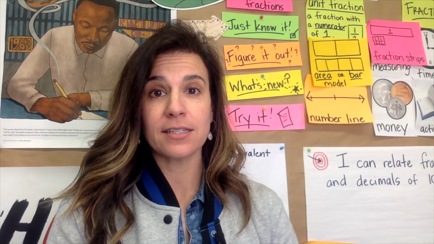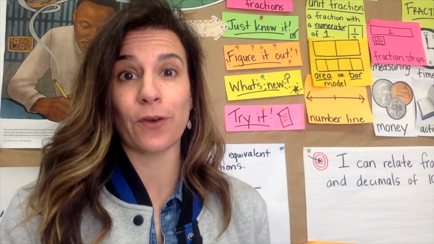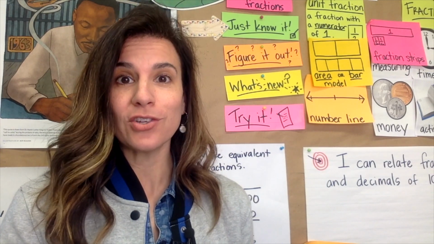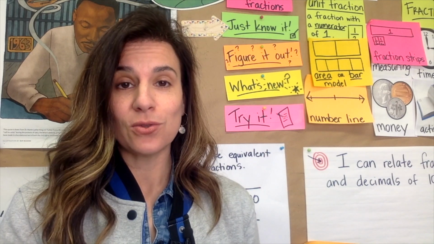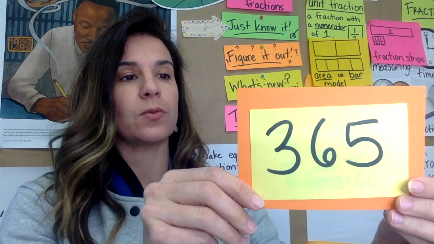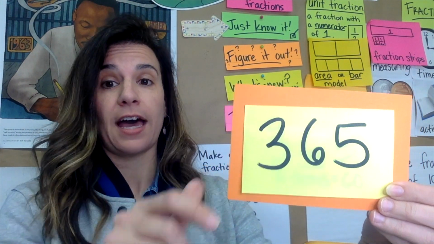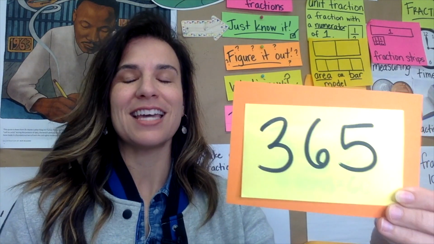Today we're going to practice some place value because we're going to be learning about decimals and connecting them to fractions that we've been working on. So I'm going to show you some numbers, and I'm going to ask you to tell me what digit is in a certain place. Let's start with this one. This is 365. In your head, or say out loud right now, what digit is in the tens place?